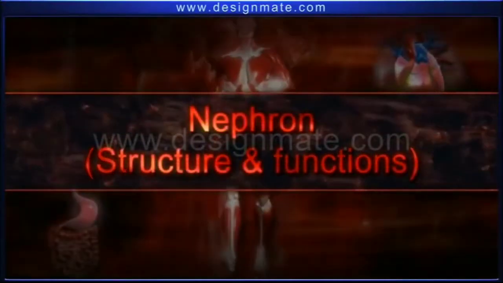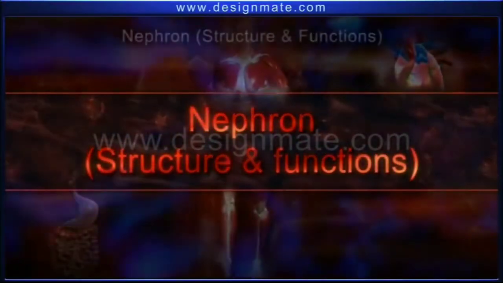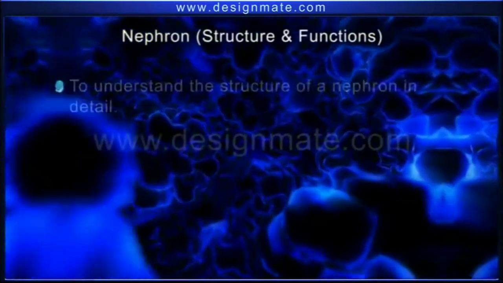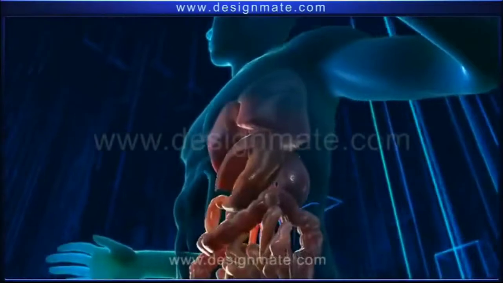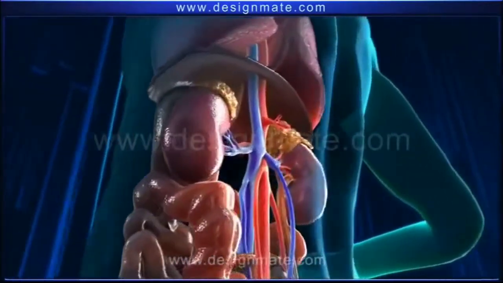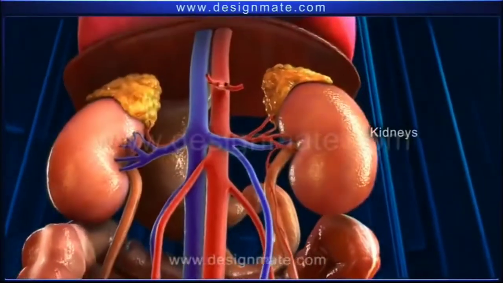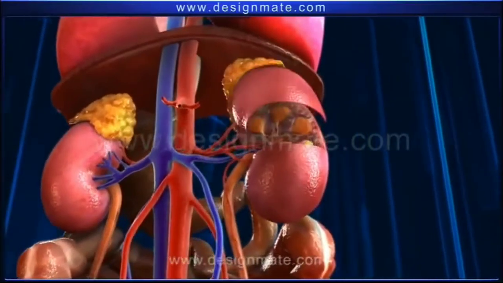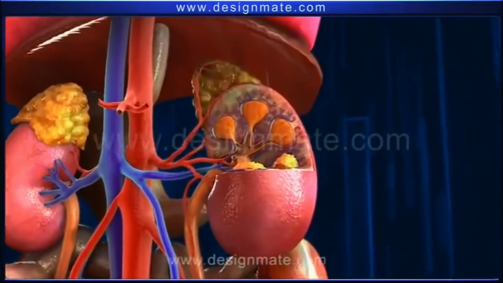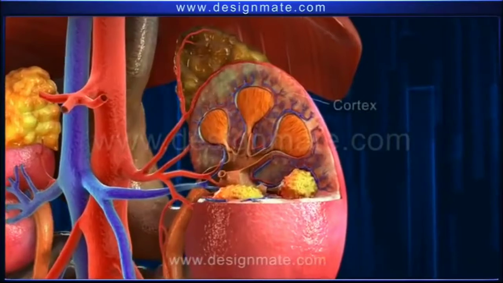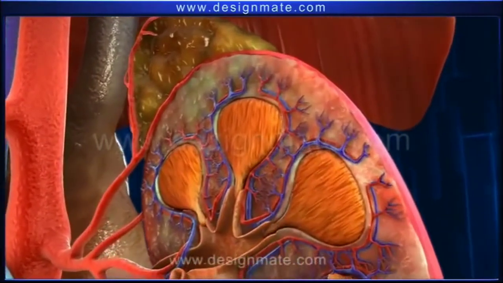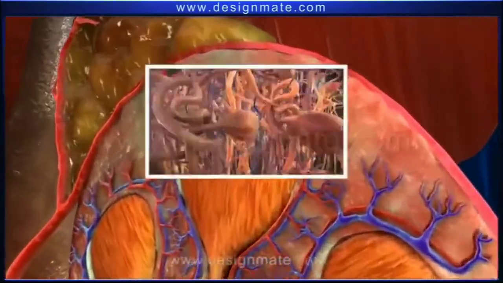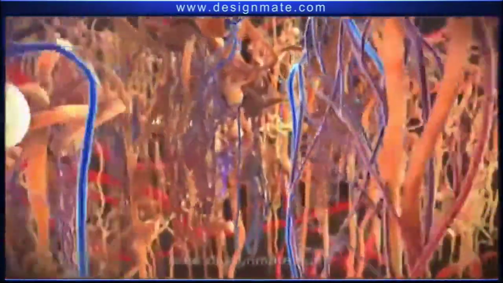Nephron, structure and functions. Objective: to understand the structure of a nephron in detail. The excretory system in human beings consists of a pair of kidneys. A magnified view of the longitudinal section of the kidney shows two prominent regions, a cortex and a medulla. As we zoom into the cortex region, it shows the presence of numerous nephrons.